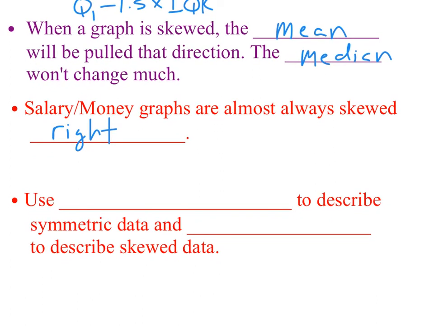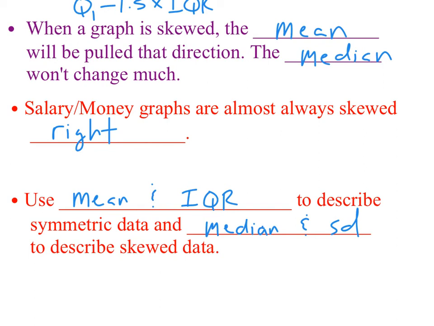So here's how you could summarize this. If you have symmetric data, feel free to use the mean and the IQR to describe it. If you have a skew, SD is just short for standard deviation, then you want to talk median and standard deviation.